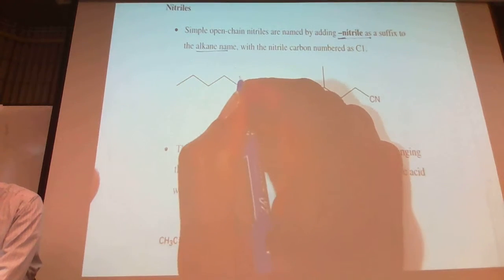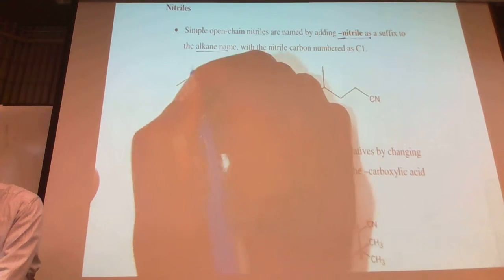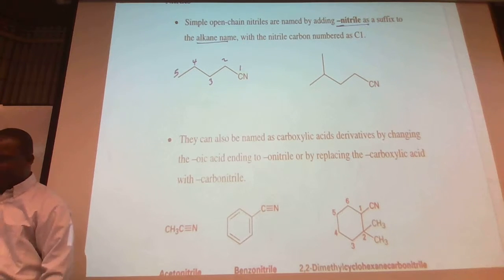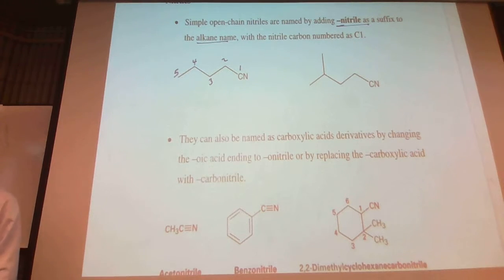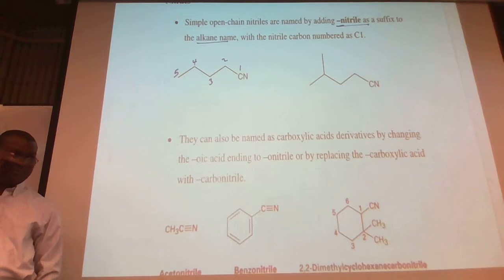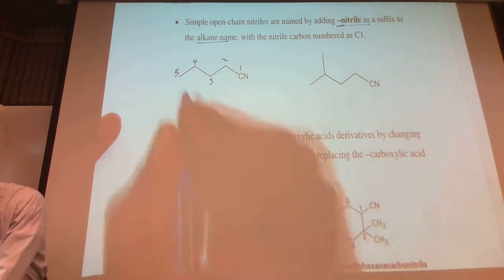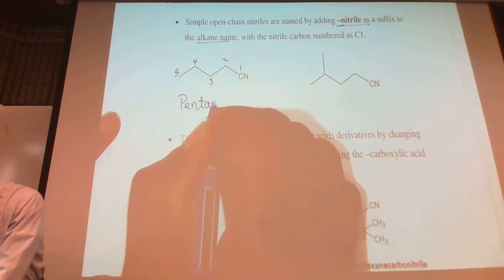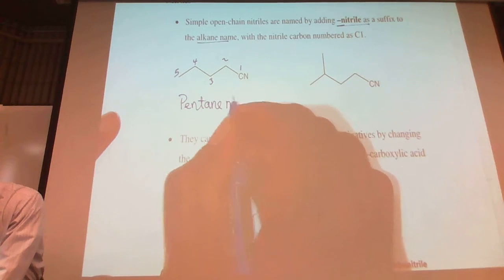So for this, it's 1, 2, 3, 4, 5. What alkane is that? Pentane. It's going to be pentanenitrile.